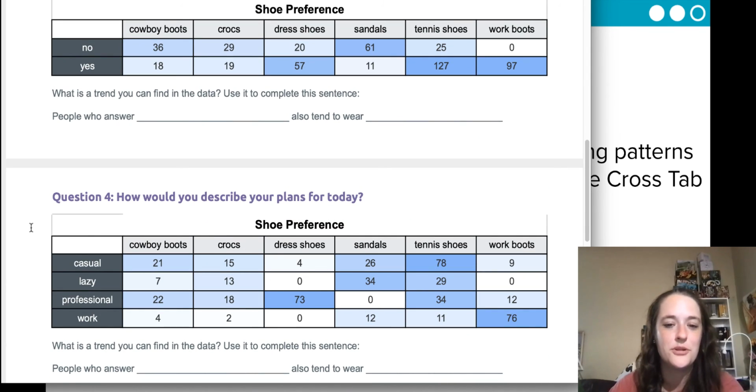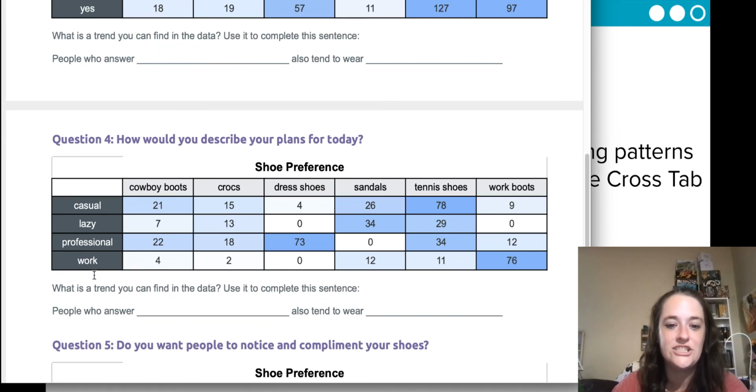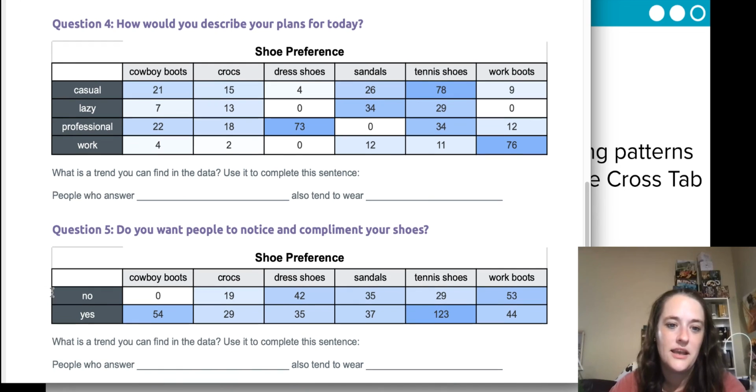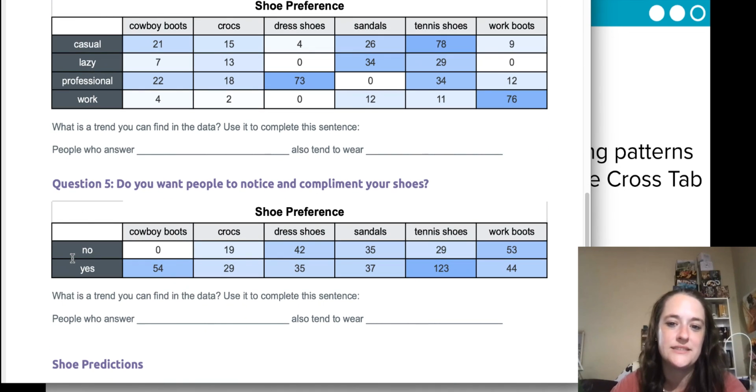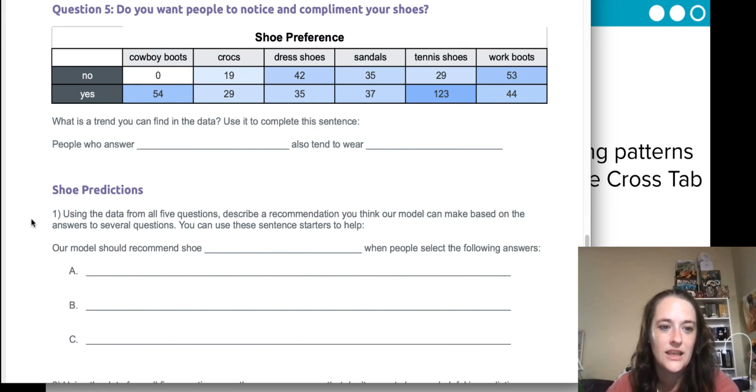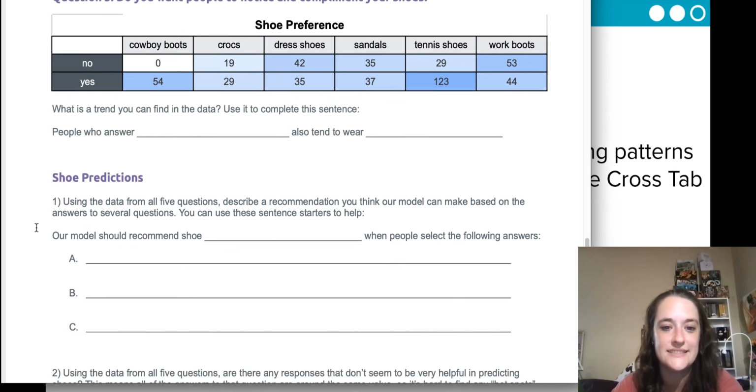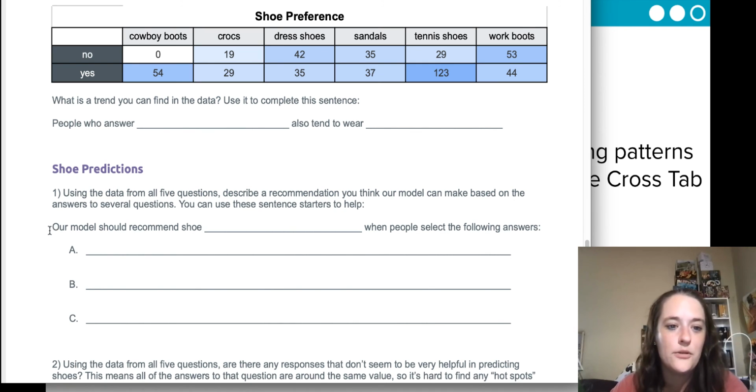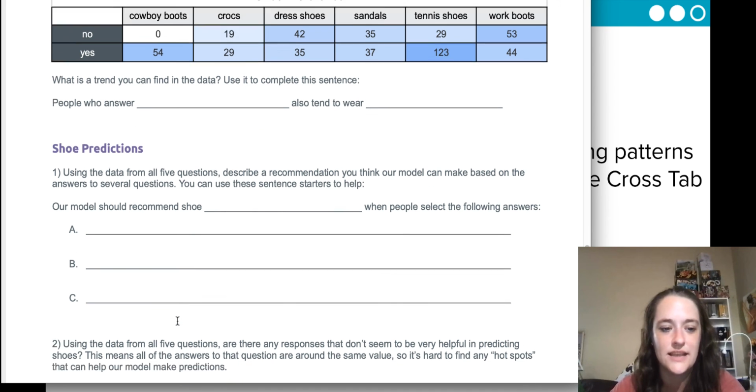How would you describe your plans for today? Finish this: people who answer blank also tend to wear blank. And then, do you want people to notice and compliment your shoes? People who answer blank also tend to wear blank. Using the data from all 5 questions, describe a recommendation you think the model can make based on the answers to several questions. You can use these sentence starters to help. Our model should recommend shoe blank when people select the following answers: this, this, or this, A, B, or C.